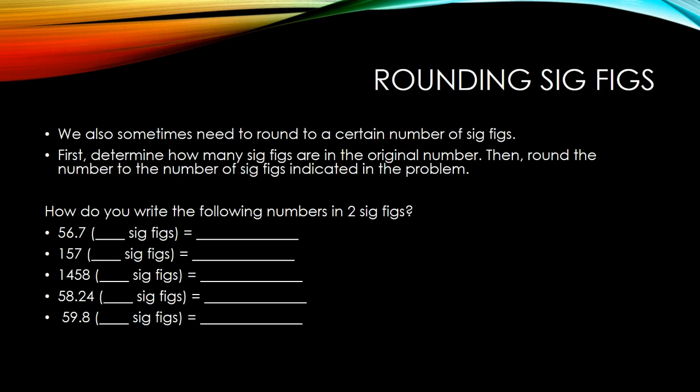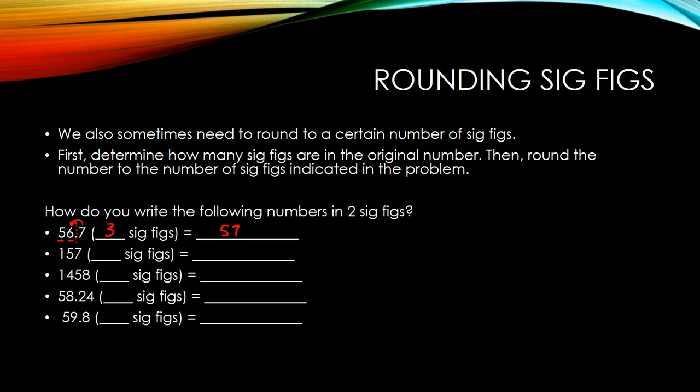Well, if we start off with 56.7, this originally has 3 sig figs. So if we need to write it with 2 sig figs, that means we need to round based on the first 2 significant figures. So the 5 is going to stay, the 6 counts for the second sig fig, and there's our cutoff line, and we ask ourselves, does a 7 round up or does it round down? Hopefully you agree and say that it rounds up. So that would mean that this would be 57 when it's rounded to 2 sig figs.